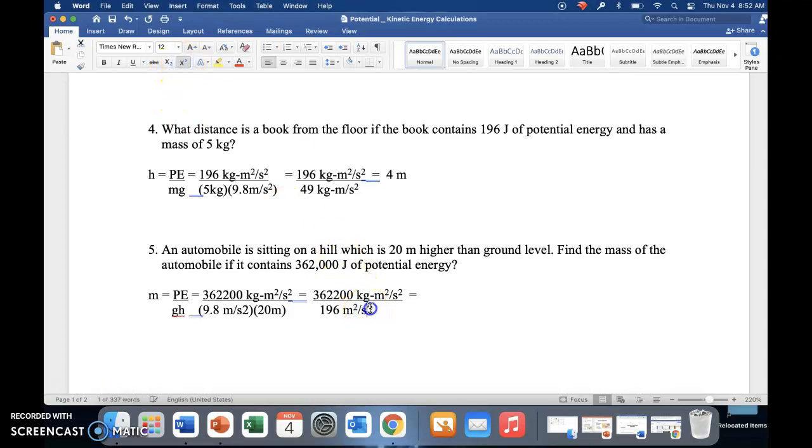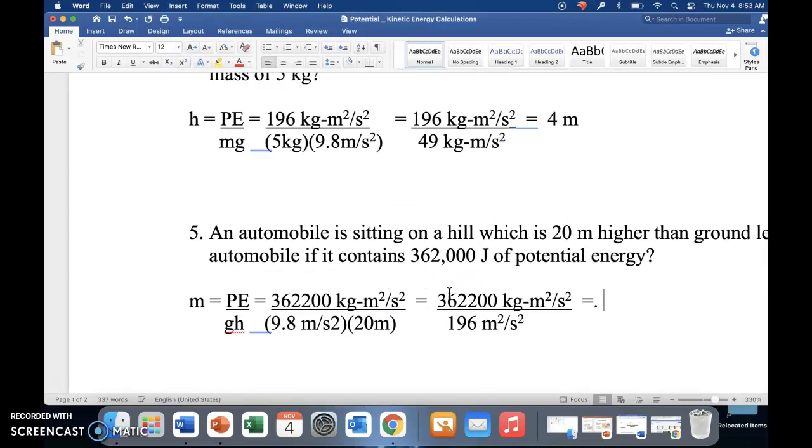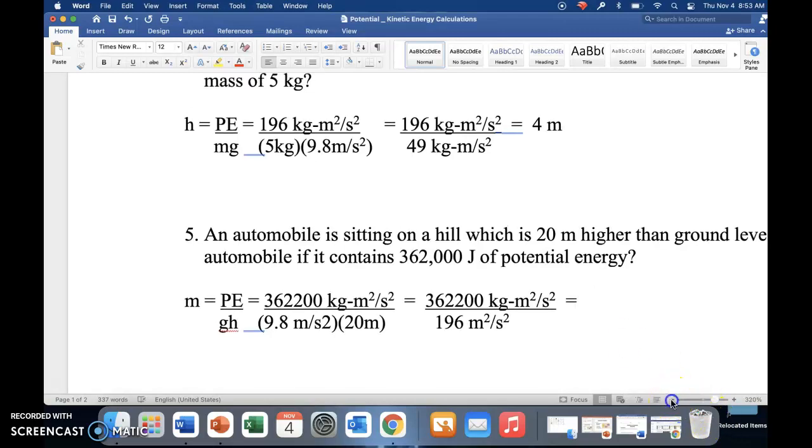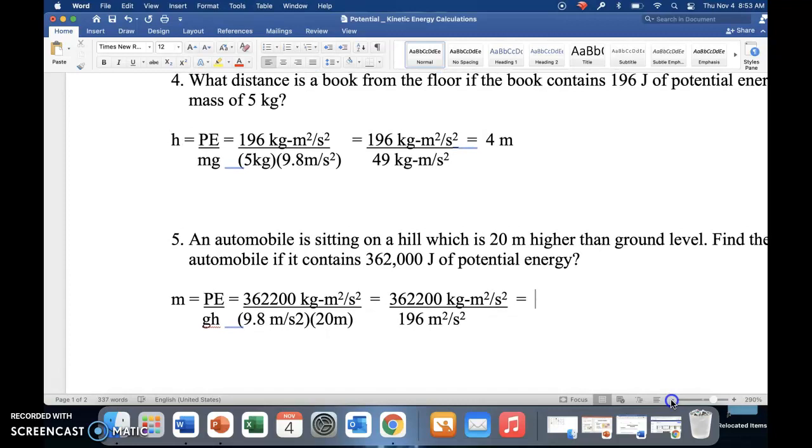Again, I just use my calculator here. I divide out my problem. I do not know why that keeps doing that on me. Let me zoom that back down. I apologize again.